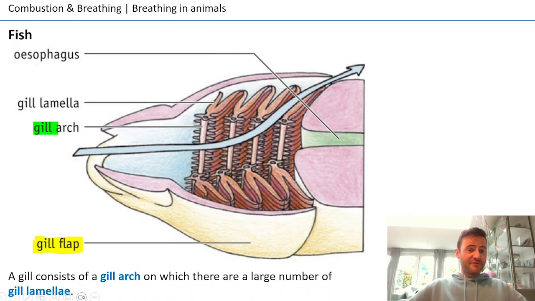A gill consists of a gill arch with lots of gill lamellae attached to it, and that's what you see here. So this is the fish's mouth. Water flows in through the mouth, passes over the gills, and then flows out again. There are many thin blood vessels inside the gill lamellae, and because their walls are very thin, gas exchange happens very quickly. Altogether, the gill lamellae have a very large surface area, which allows a lot of gas exchange and lots of oxygen to be absorbed from the water and carbon dioxide to be released.